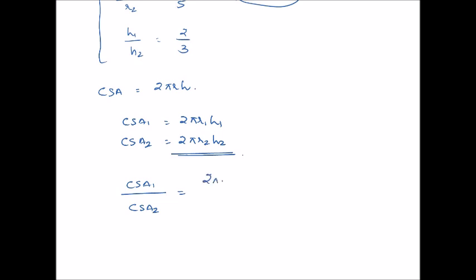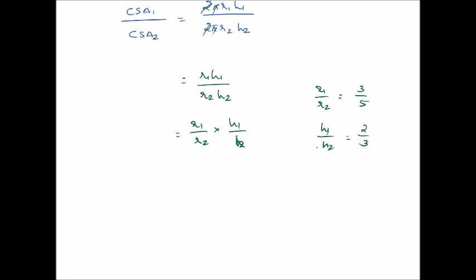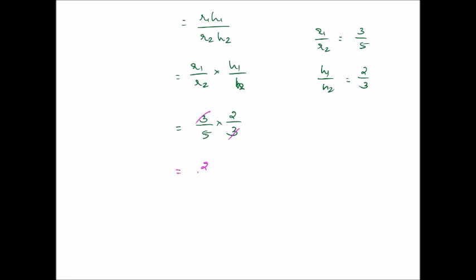That's equal to 2 pi R1 H1 divided by 2 pi R2 H2. Here 2 and 2 cancel, pi and pi cancel. We'll get R1 H1 divided by R2 H2, or we can write R1 by R2 into H1 by H2. We already found R1 divided by R2 is equal to 3/5 and H1 by H2 is equal to 2/3. So substitute these values, we'll get R1 by R2 is 3/5 into H1 by H2, that's equal to 2/3. This 3 and this 3 cancel, so we'll get 2/5.